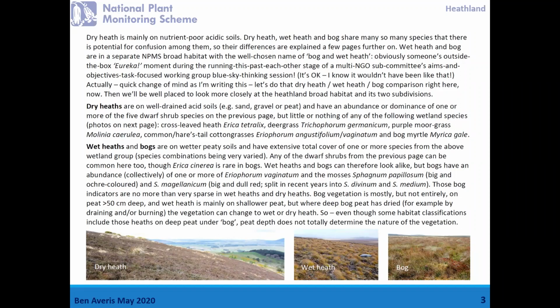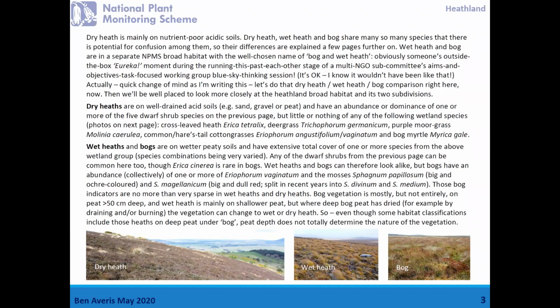And dry heath, which is the current habitat we're looking at in this presentation today, has little or nothing in the way of that group of species. If we do have those species in there plentifully, then it's either wet heath or bog, and we can distinguish which of those two it is by basically hairstail, cotton grass, and certain species of sphagnum. But that's not really for today.